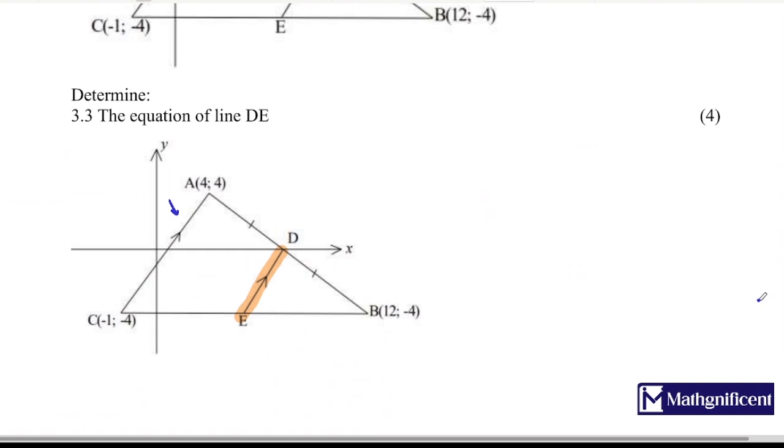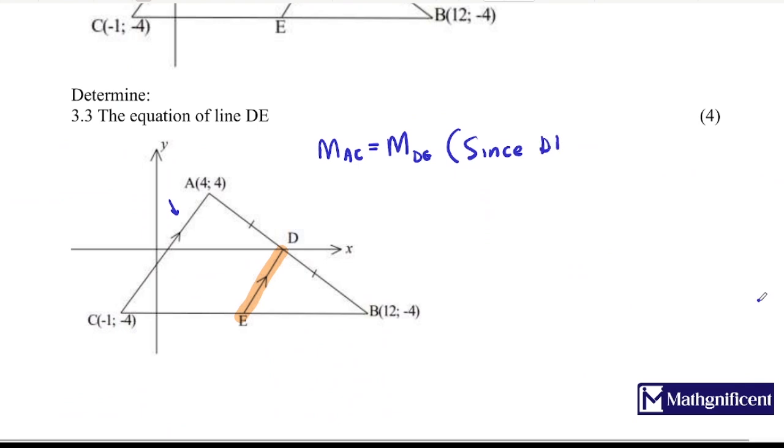So what does that imply? It implies that the gradient of AC is equal to the gradient of DE, right? This is what we know, since DE is parallel to AC. So this is what we have.